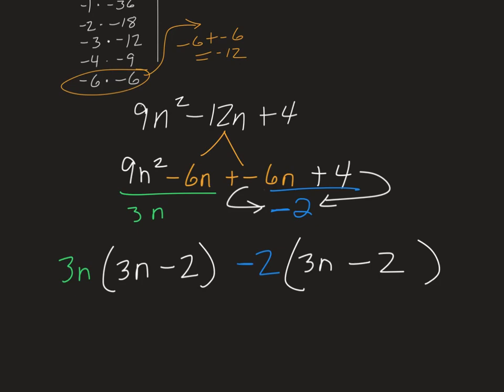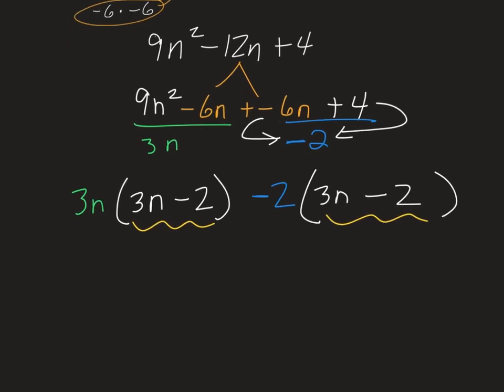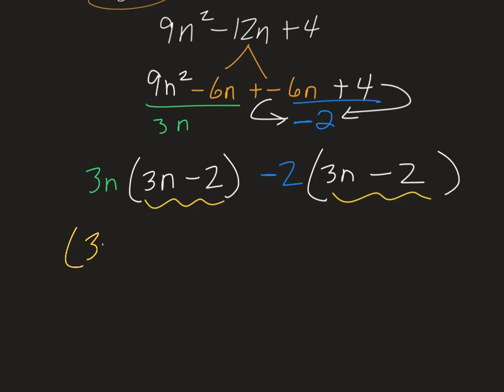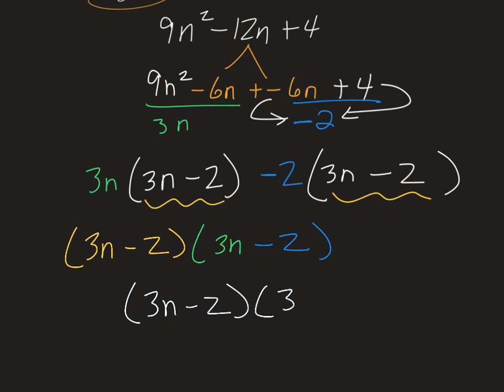So that means that now I have that common binomial that I needed in order to be able to factor it out. Because now I have 3n minus 2 in both places. So I'm going to factor out that 3n minus 2. And then the 3n is going to come out there. The minus 2 is going to become that part of my binomial. And so I'm left with the fully factored version of 3n minus 2 times 3n minus 2.